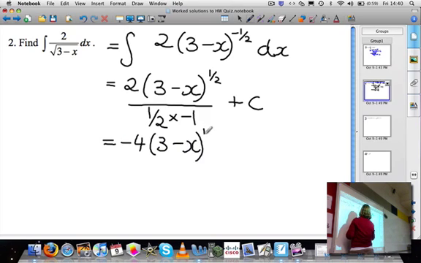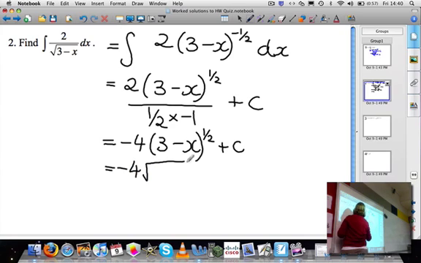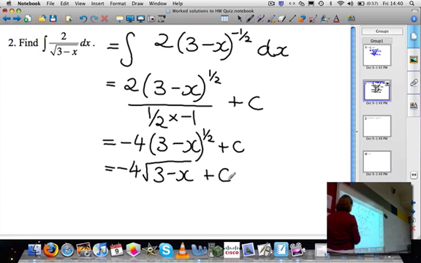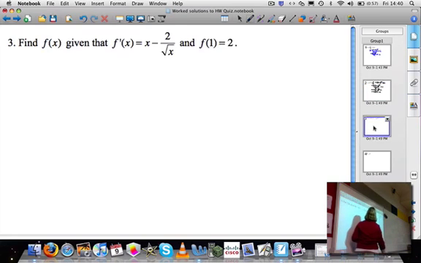Now this isn't a sufficient answer for the IB. They're going to expect that you'll take this to the power of 1/2 and turn that back into a square root, because that was the original format the question was given to you in. So it's 3 minus 4 root x plus c. Alright, on to question 3.